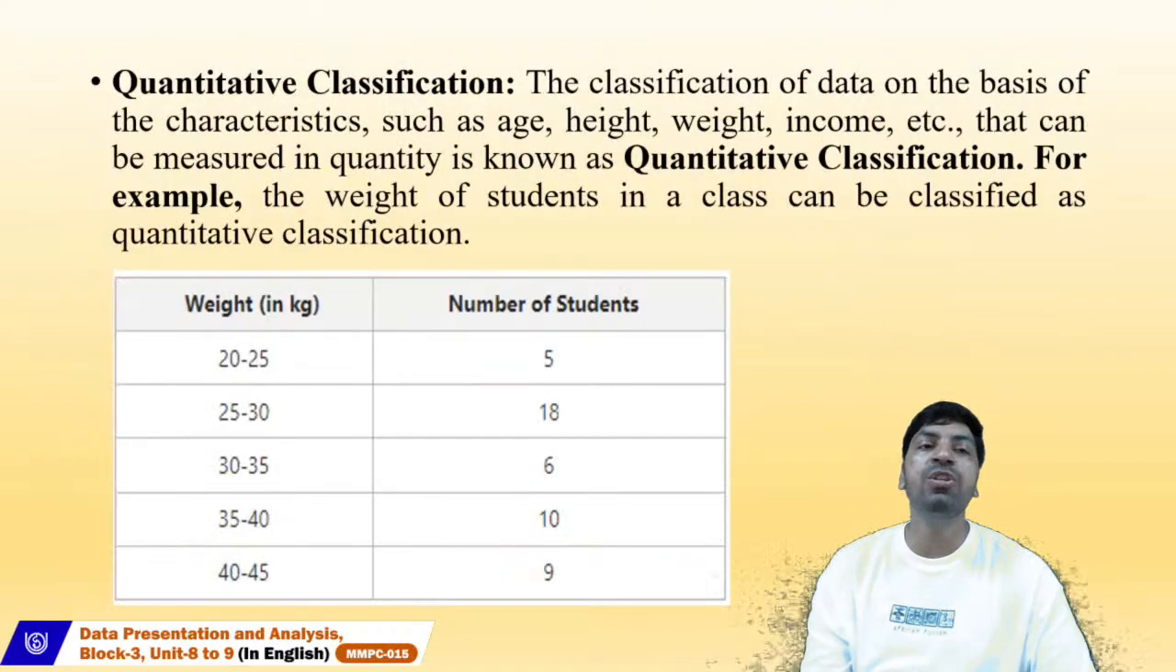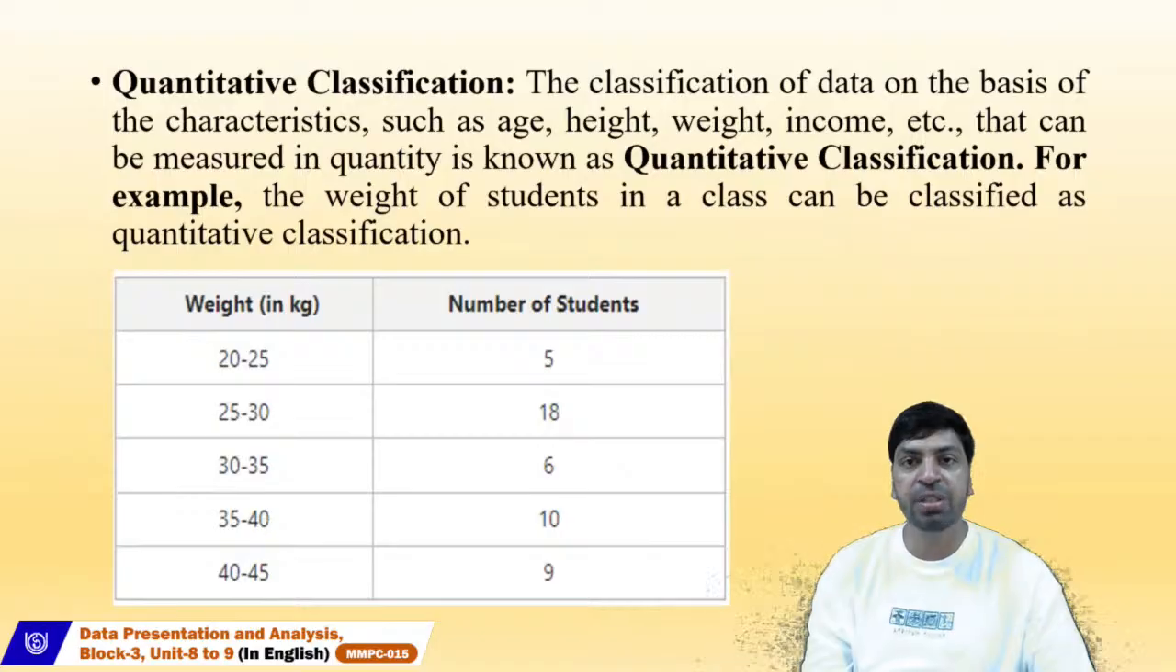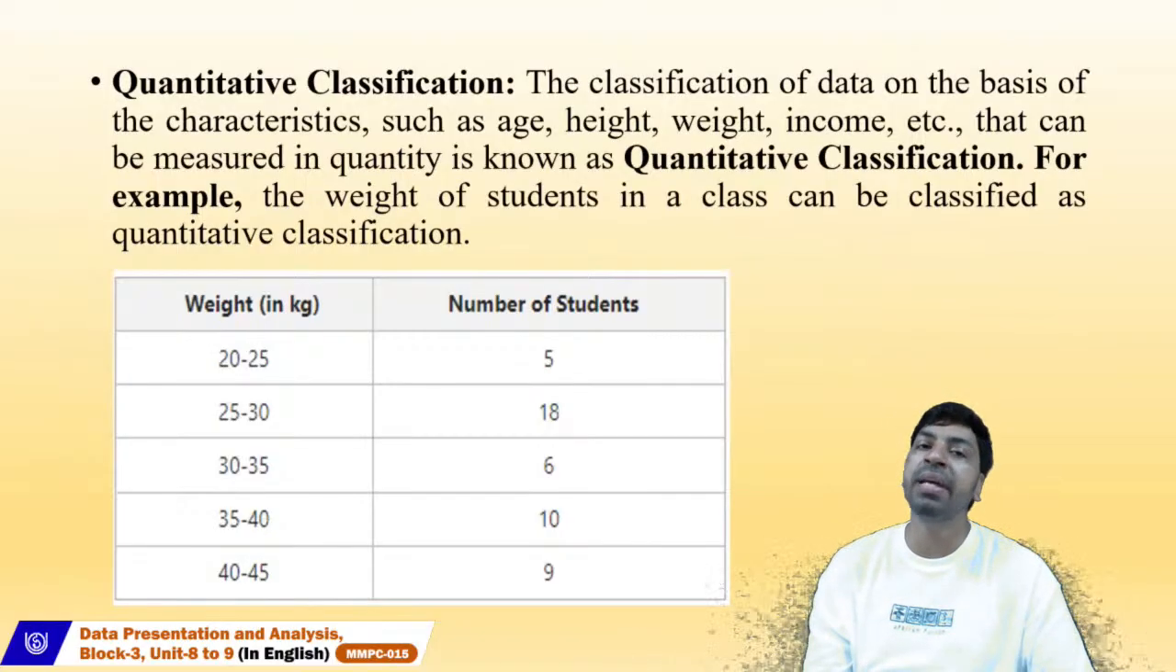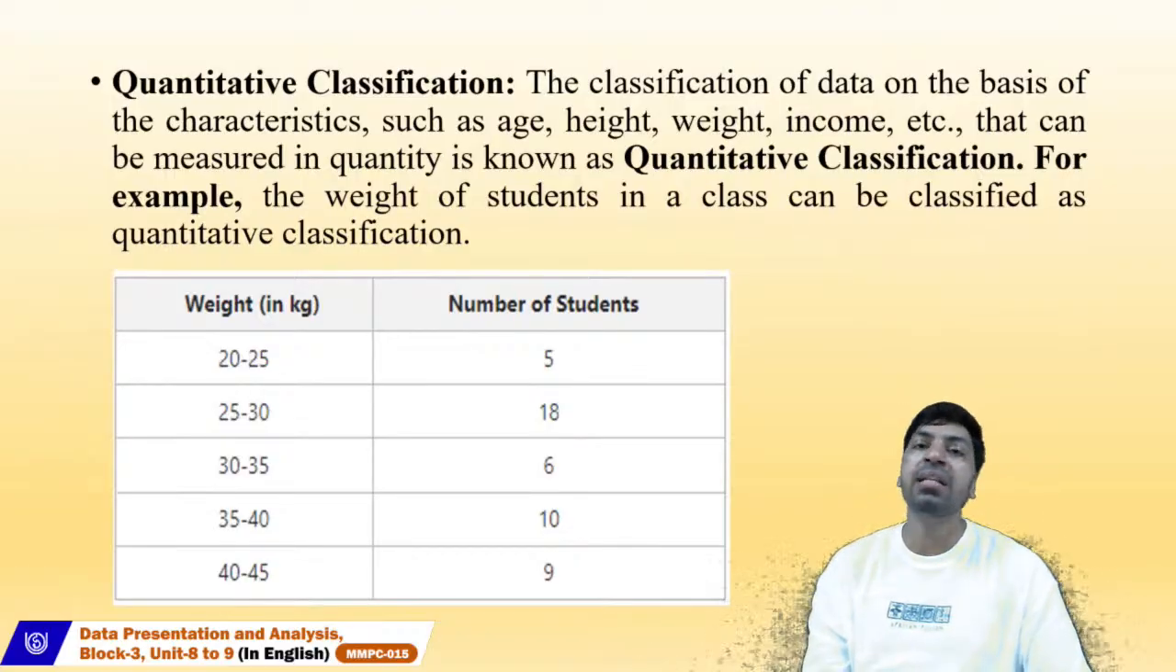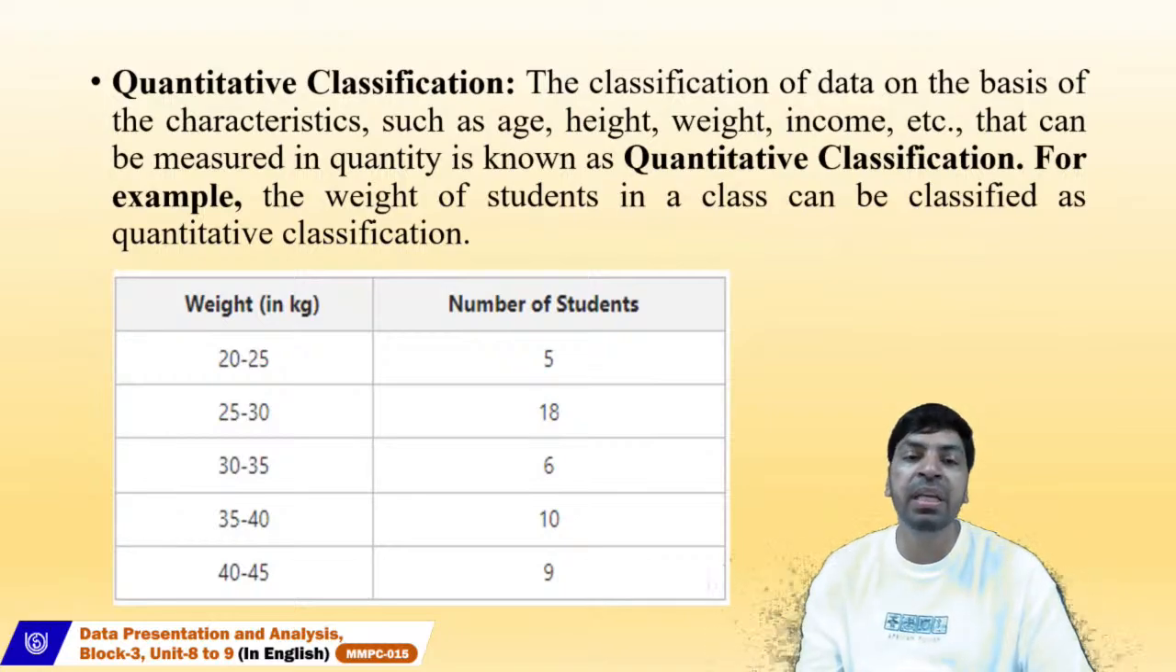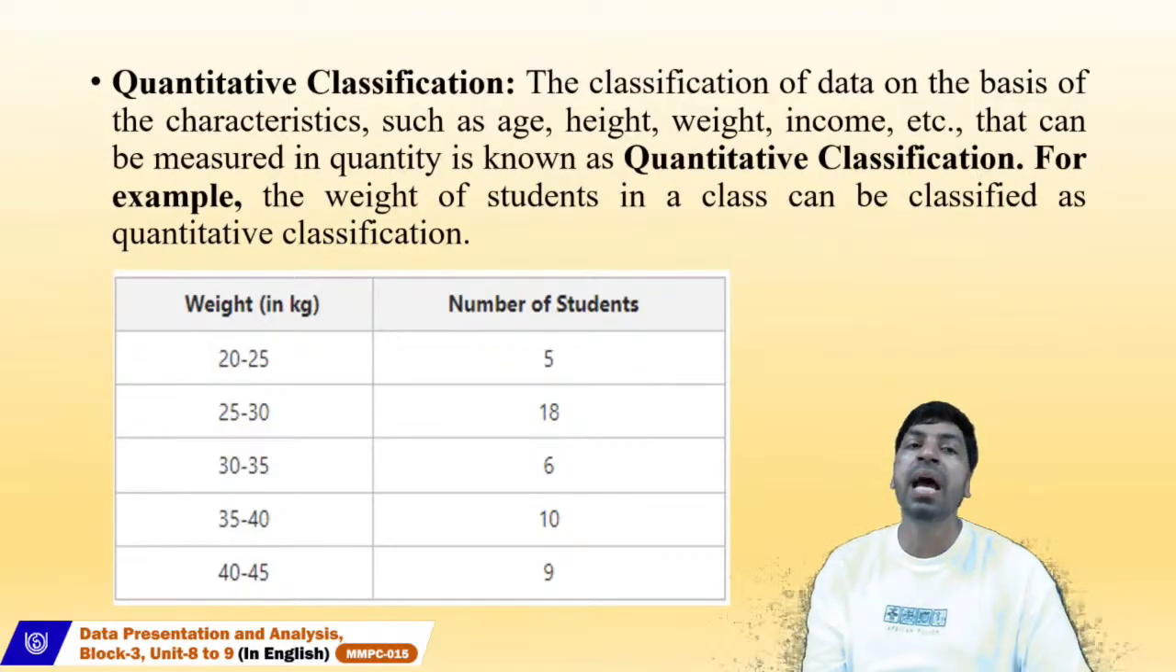The next classification is the quantitative classification. This type of classification is based on characteristics like age, height, weight, income, etc., which are measured in quantity. That becomes the quantitative classification. Any variable which is measured in quantities, in numerical values or in numbers, becomes a quantitative classification.